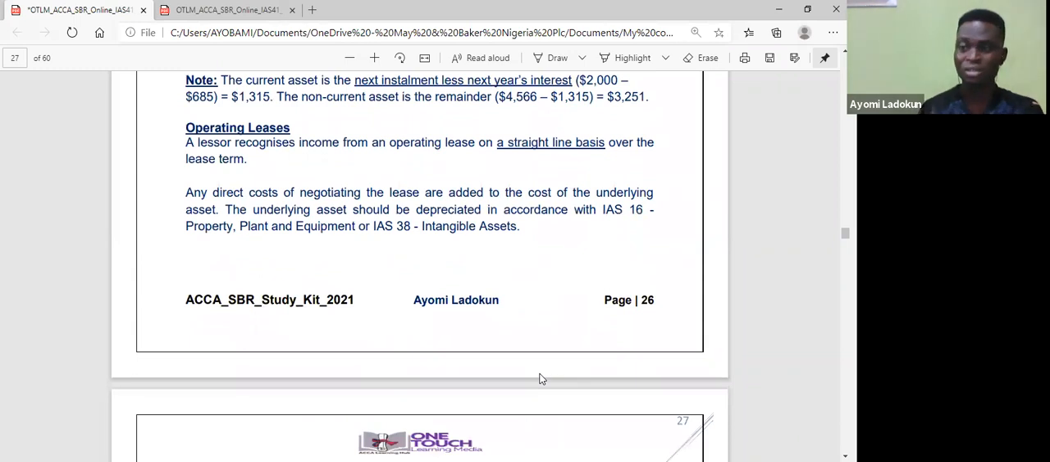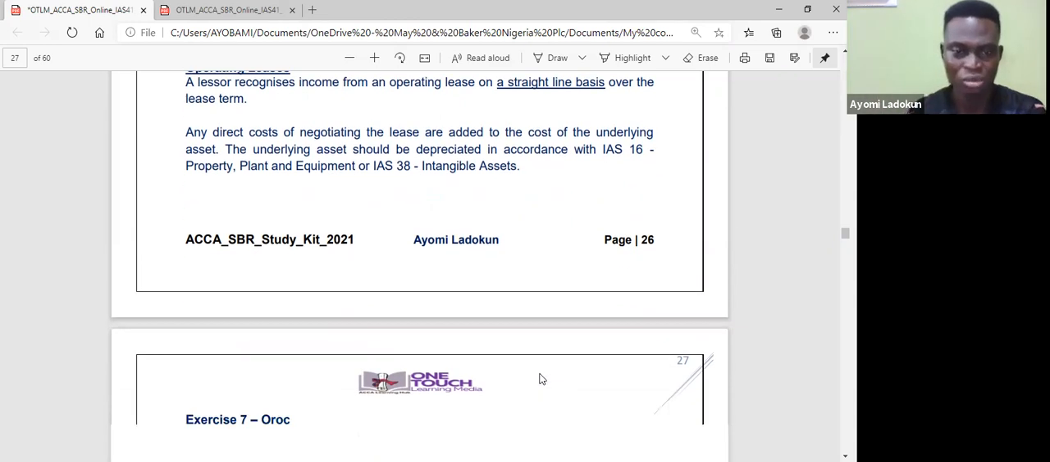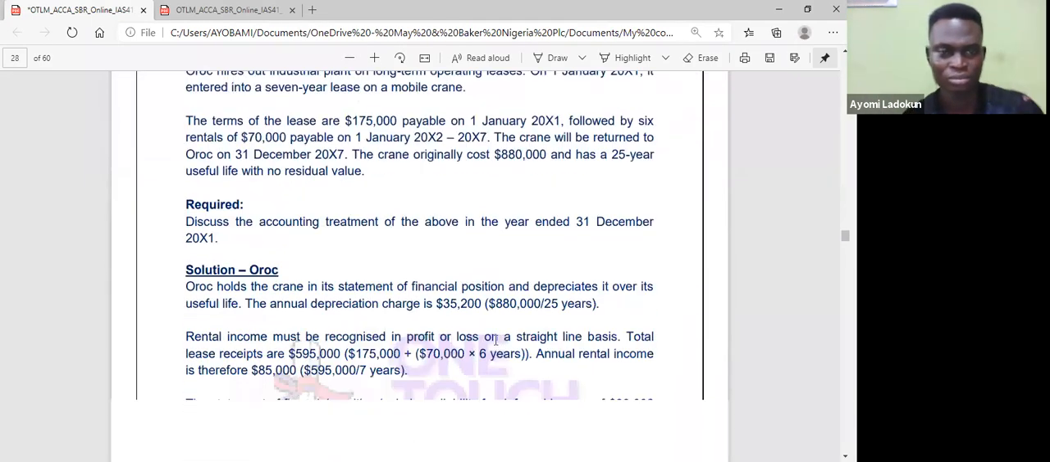Operating lease is also very simple. The lessor will recognize the income from an operating lease on a straight line basis. If I'm expecting 1 million naira for how many years? 5 years. I just divide by 5. That's it. On a straight line basis. It's as simple as that. So let's look at this question, for example.